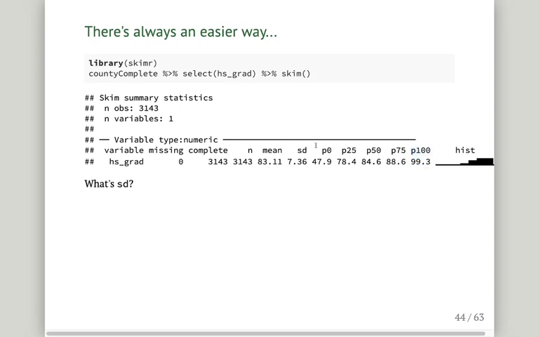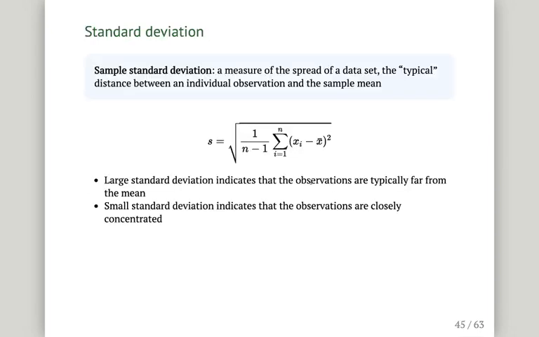There's one statistic that I skipped here, and that's SD. Let's talk about that one. So SD stands for sample standard deviation. So this measures how spread out the data set is. Standard deviation really tells you the typical distance between an individual observation and the sample mean.